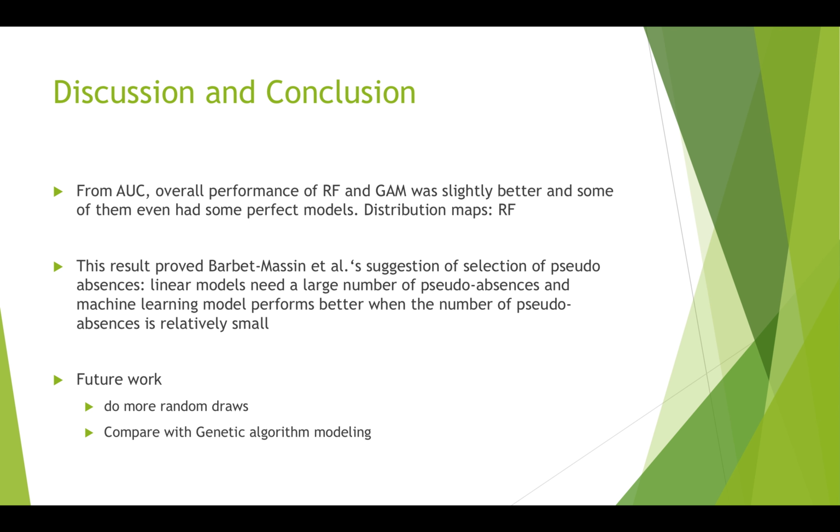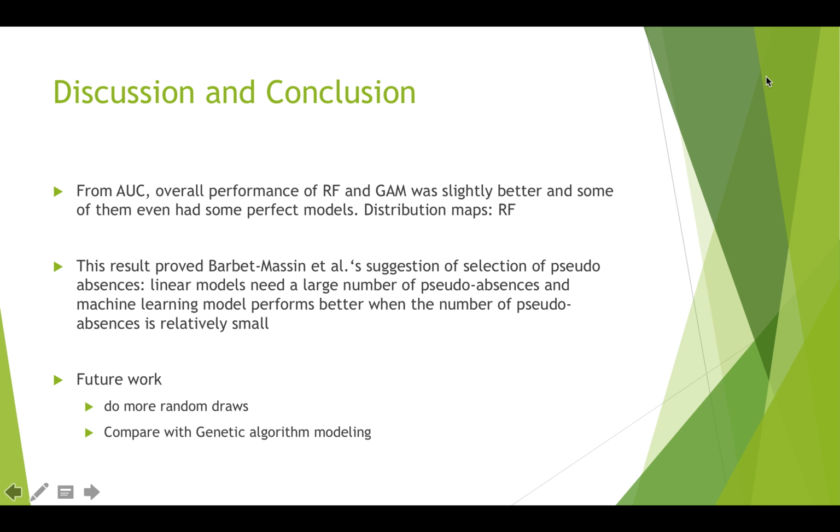So, for the discussion and conclusion, we found that from the AUC, the overall prediction of the random forest and GAM was slightly better, and some of them even had perfect models. However, when we looked at the distribution maps, we can find that the random forest predicts better than the GAM.